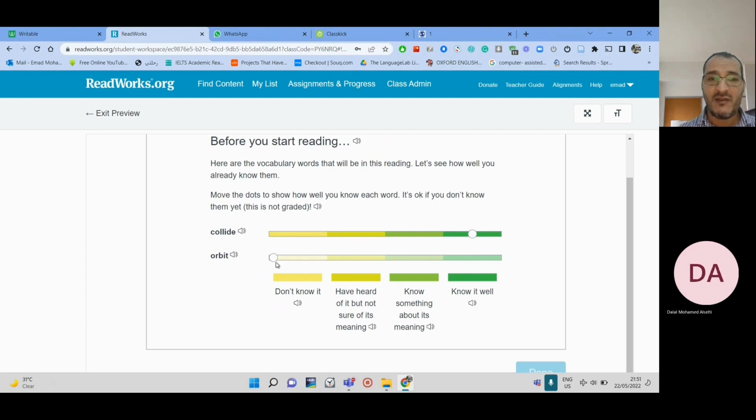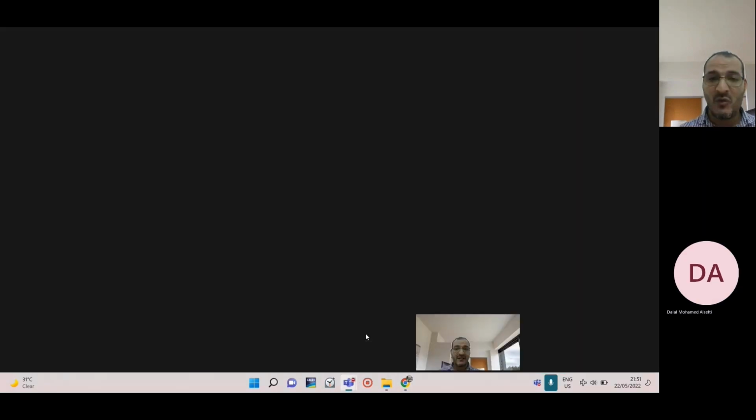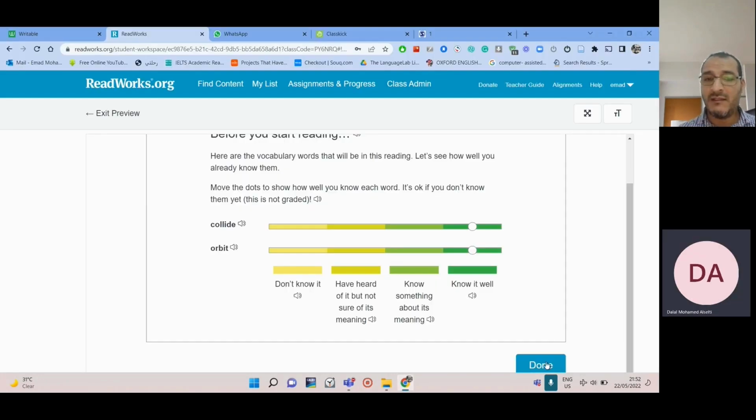Okay, we know this already. What about orbit? You know it already. I know it, but I don't know how to explain it. To orbit something means to move around something, like the moon orbits the Earth. Yes. And like the Earth and the moon orbiting the sun, and so on. This is orbit. Okay. Yes. Well done.